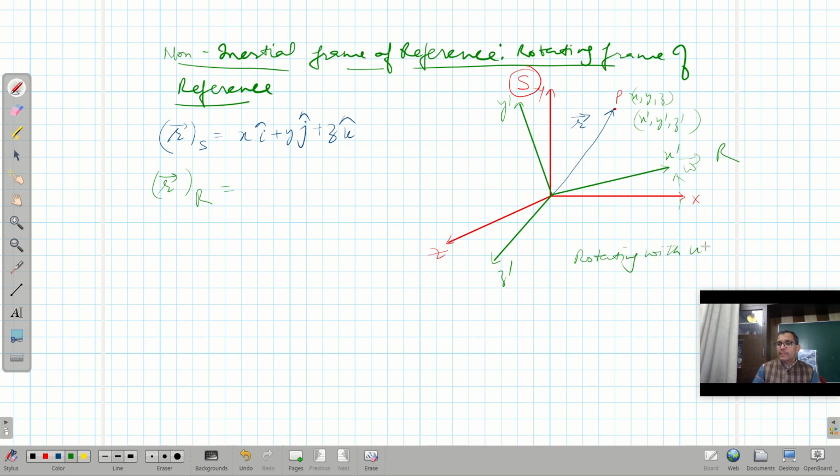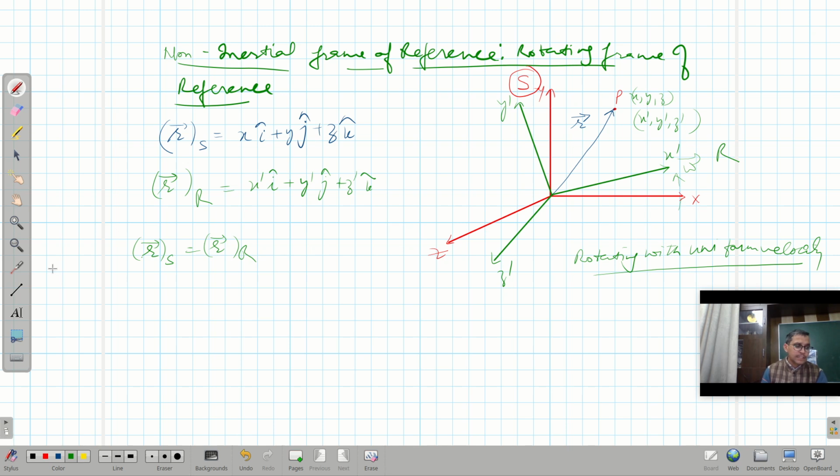Rotating with uniform velocity, this is rotating with the uniform velocities, and it is represented by x prime i cap, y prime j cap and z prime k cap. And as we know that these both the values will remain the same, so that means this r in S frame is equal to r vector in the R frame, because both will remain the same.